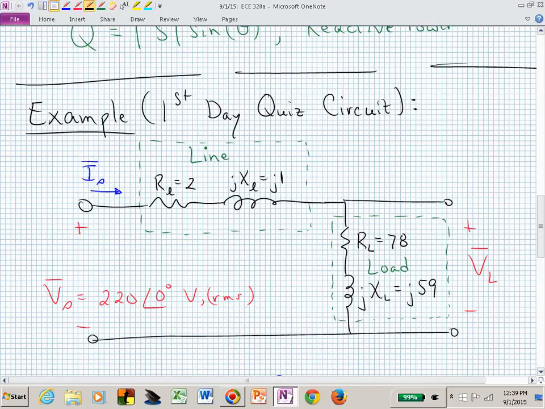What would you expect the angle sign to be, S-I-G-N? If I said, what's the power factor's sign, S-I-G-N, for the load? Positive, because it's inductive, and that's what we would have.